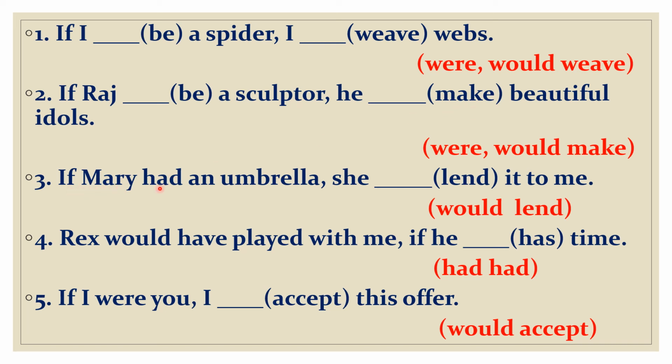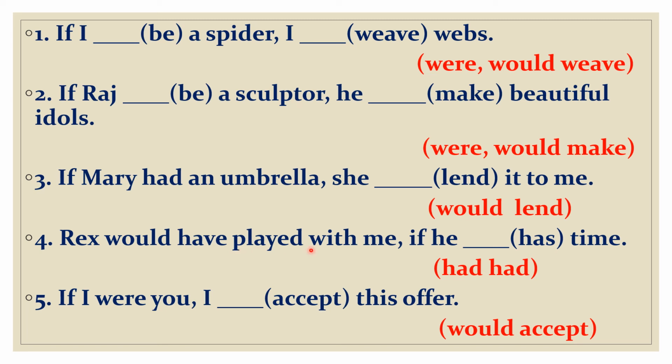Third one, if Mary had an umbrella, she dash lend it to me. Here, if plus subject plus had. Here this had is past tense. After had, there is no verb. So here, this had is past tense. We must use past tense here also. So would lend. Past tense of will is would lend.